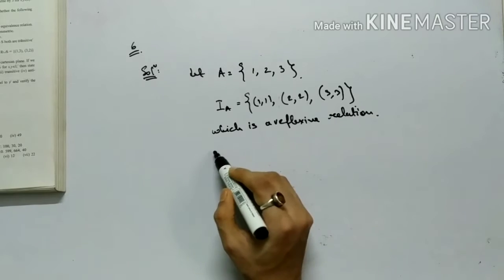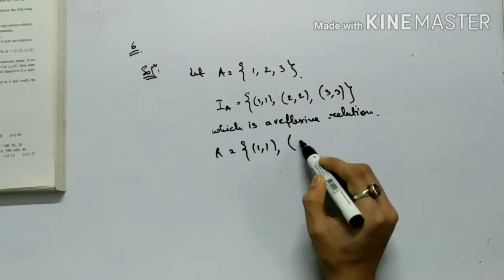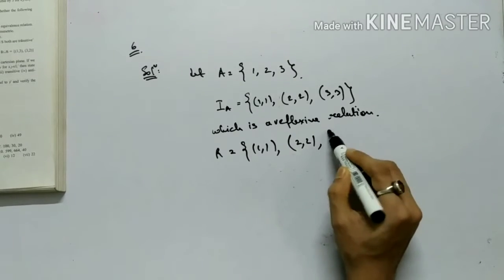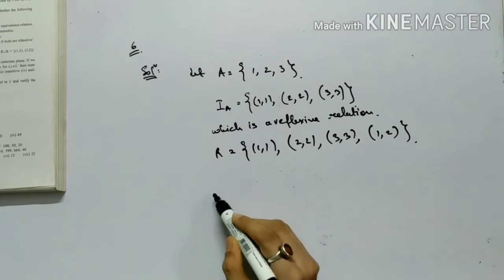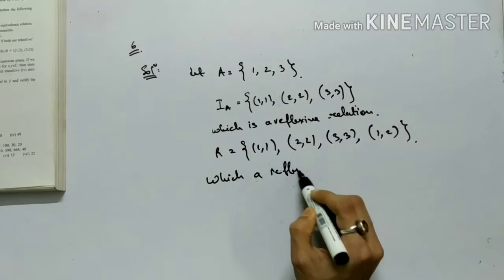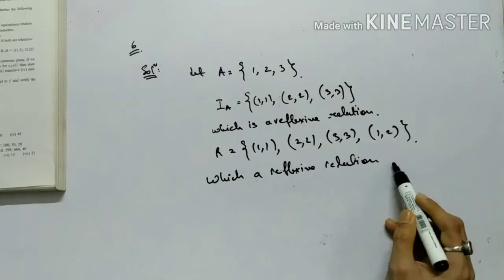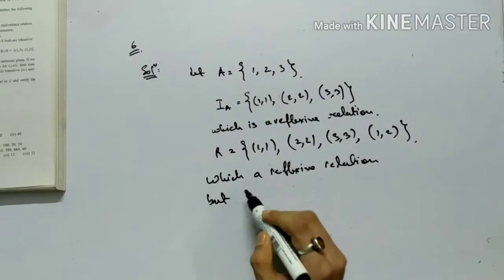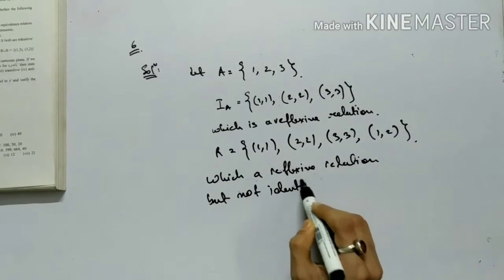Now, if I take R equals (1,1), (2,2), then again (3,3), then (1,2), this is a reflexive relation. R is a reflexive relation, but not identity.